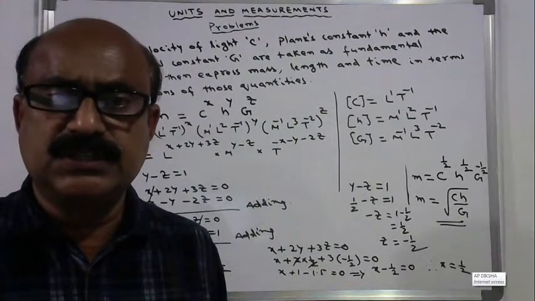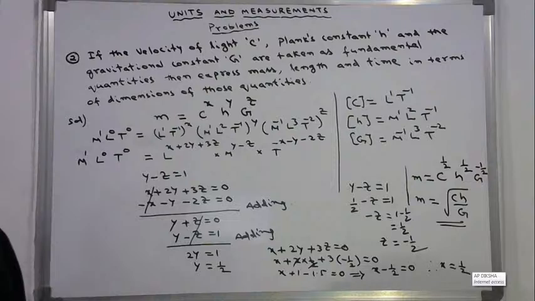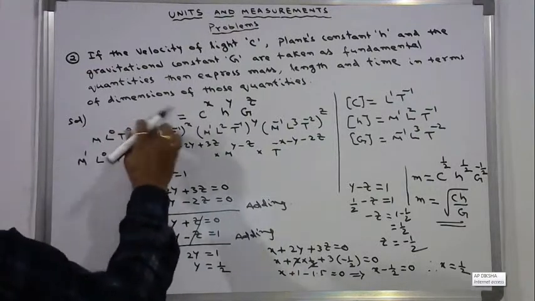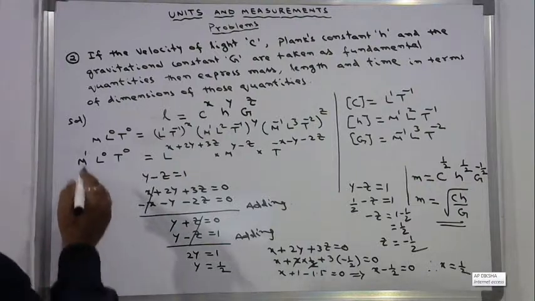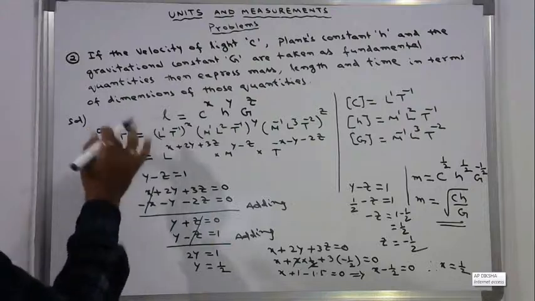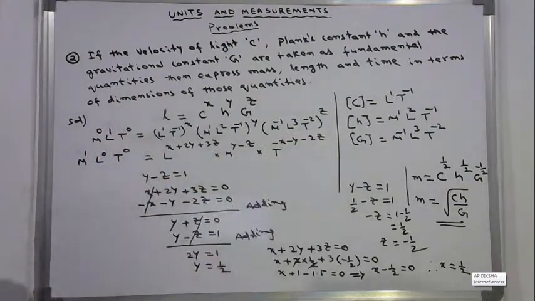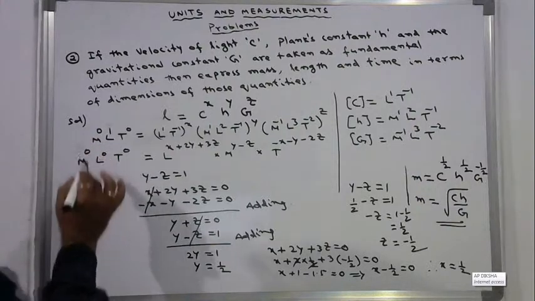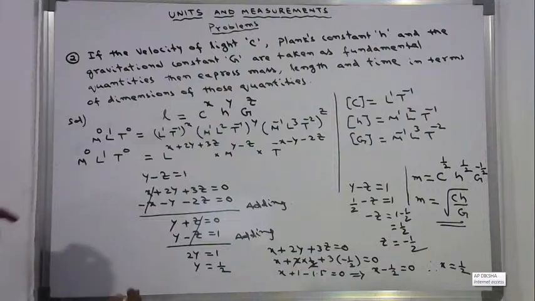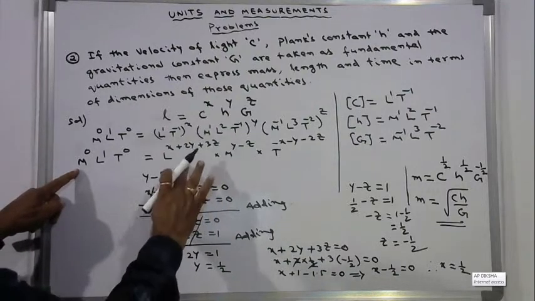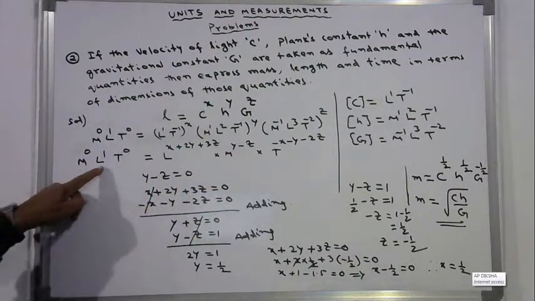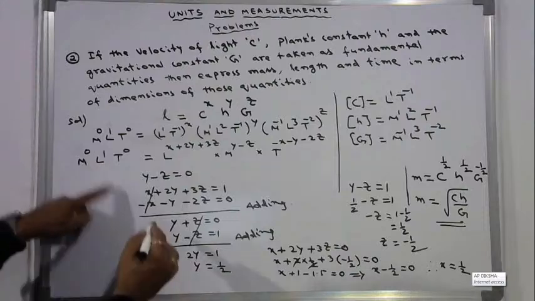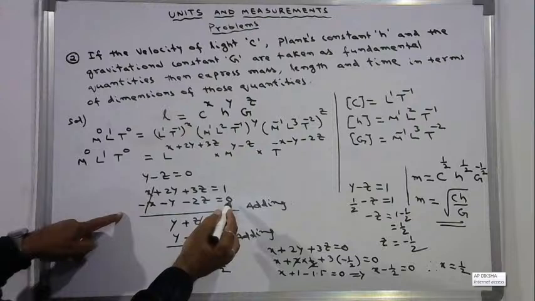Now let us establish the relation for length. When you are going to establish a relation for length, what you have to do? We have to write down here the relation for length. So here mass is 0, length is 1, time is 0, the remaining factors are the same. While comparing, mass is 0, length is 1. So for mass, y minus z is equal to 0, and for length, x plus 2y plus 3z is equal to, not 0, this is 1, and minus x minus y minus 2z is equal to 0.